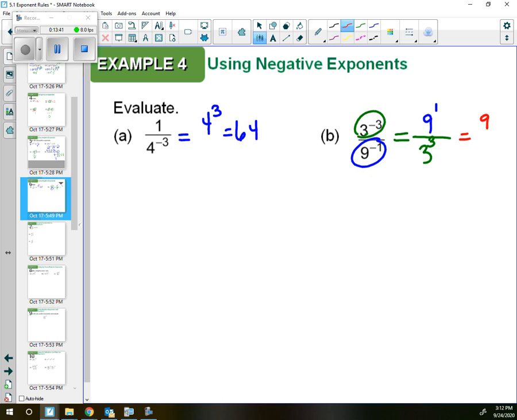So that would be 9 over 3 to the 3rd is 27, 3 times 3 times 3. So that would be, let's reduce, divide by 9, would be 1/3. So if we can get this into lowest terms, that would be great. So negative exponents, remember, means reciprocal, opposite location when we look at those.